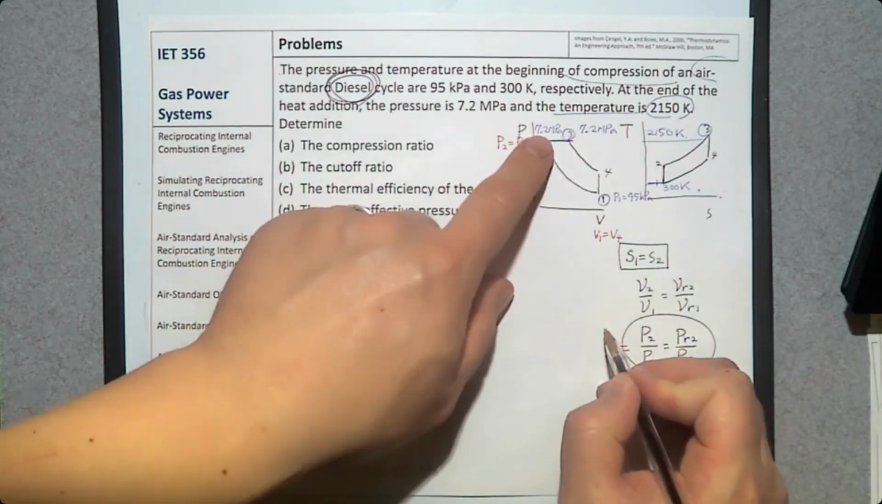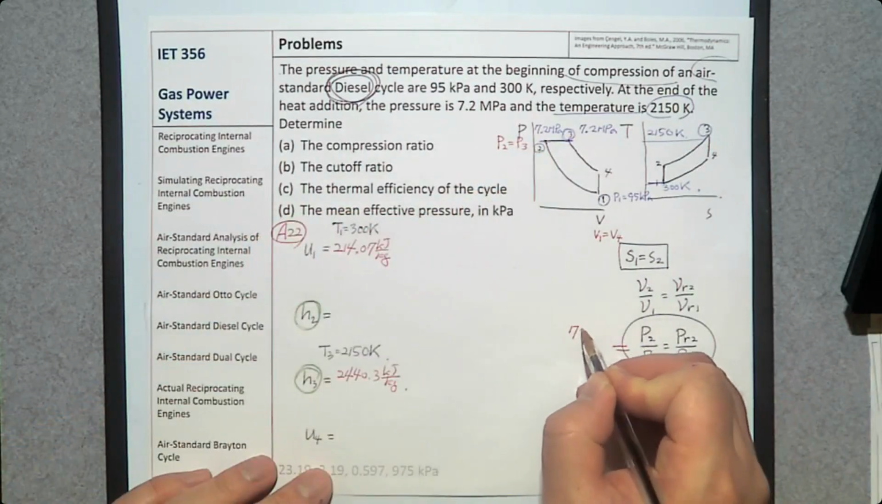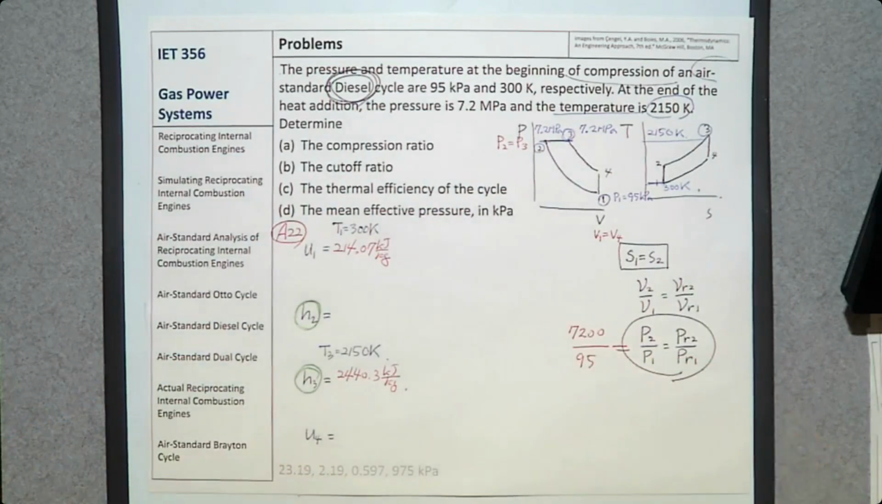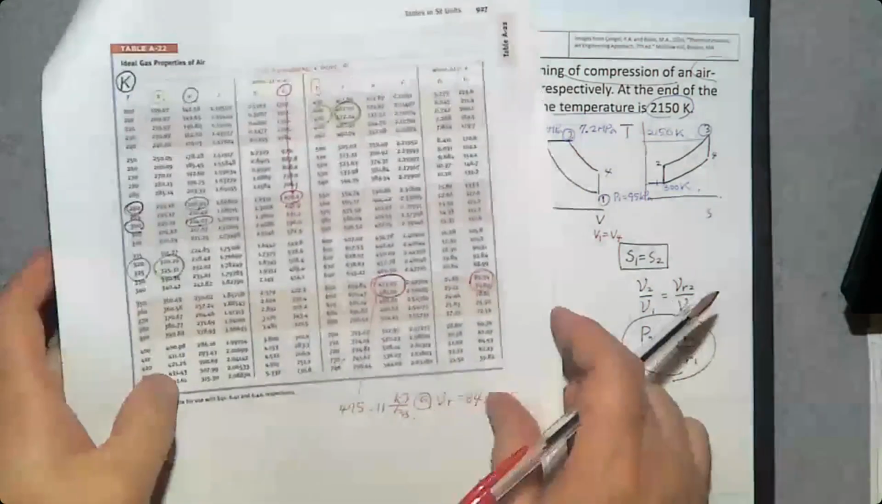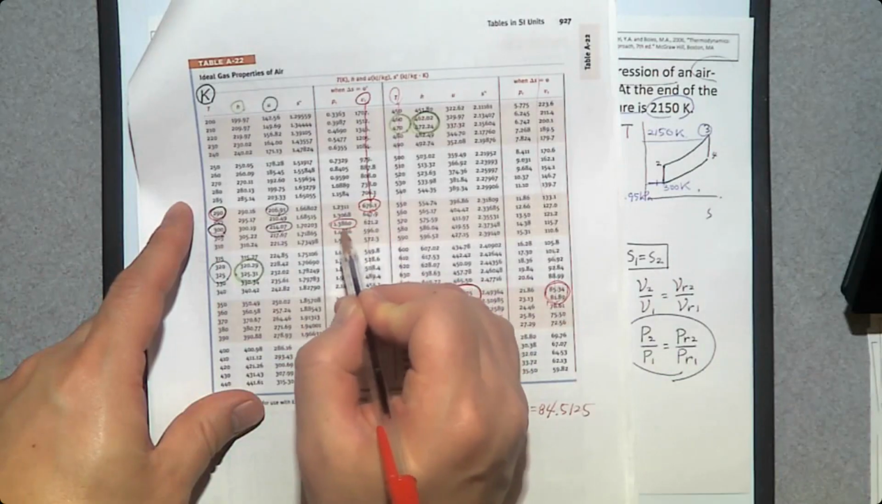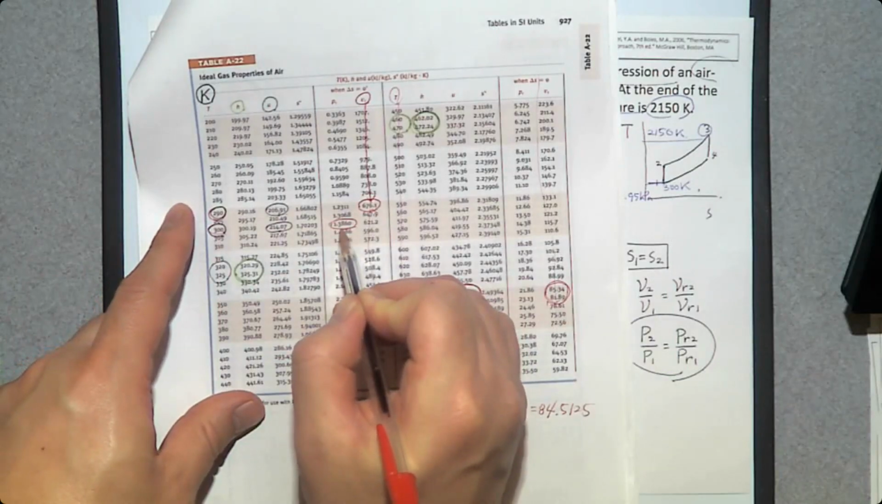P2 is 7.2 megapascal, 7,200 kilopascal. P1 is 95. So if we can determine PR1, we can find PR2. So let's find PR1 from where? 300. At 300 Kelvin, we can find PR1. At 300 Kelvin, PR1 is this number, 1.386.